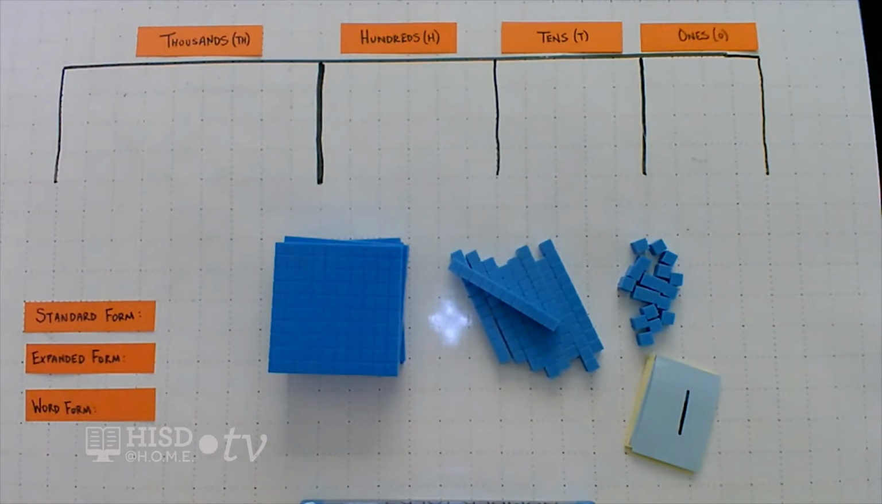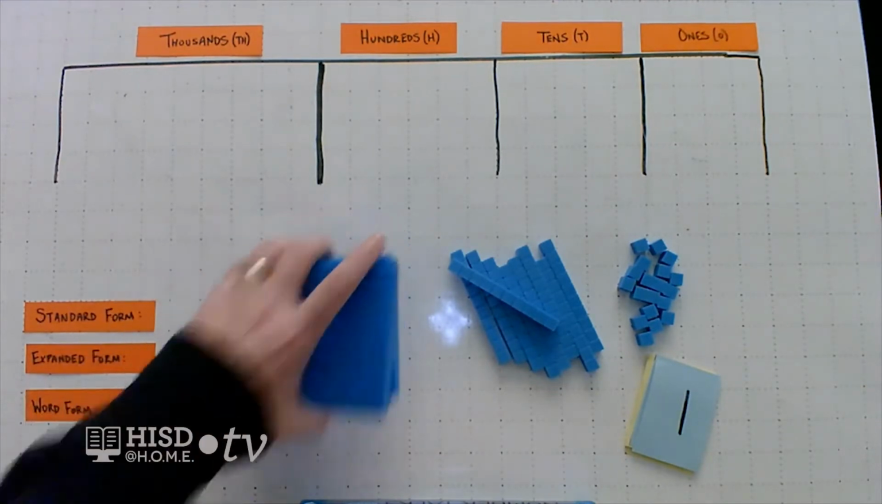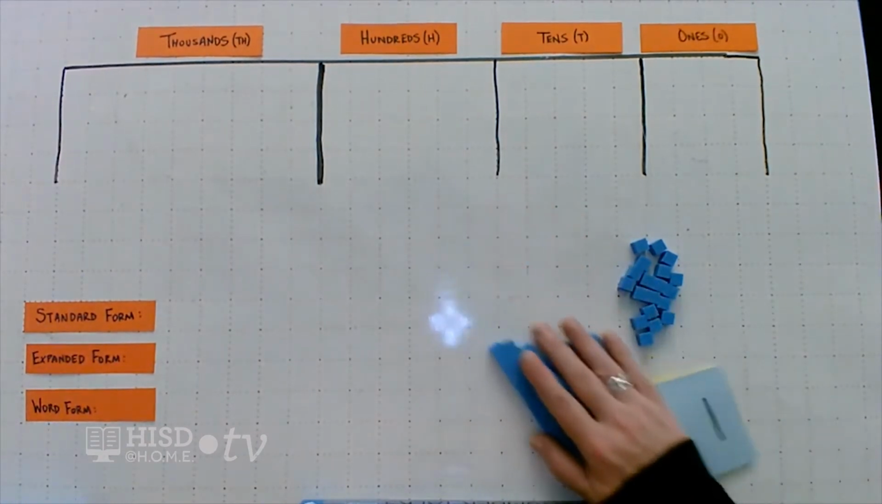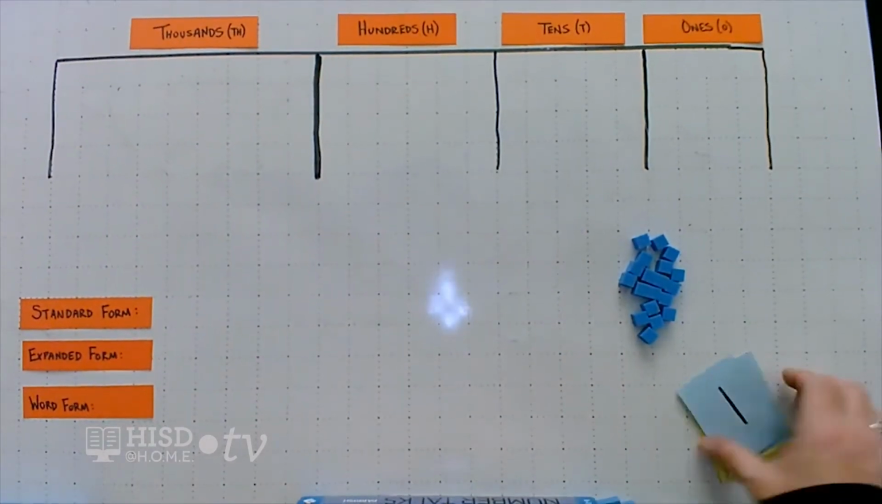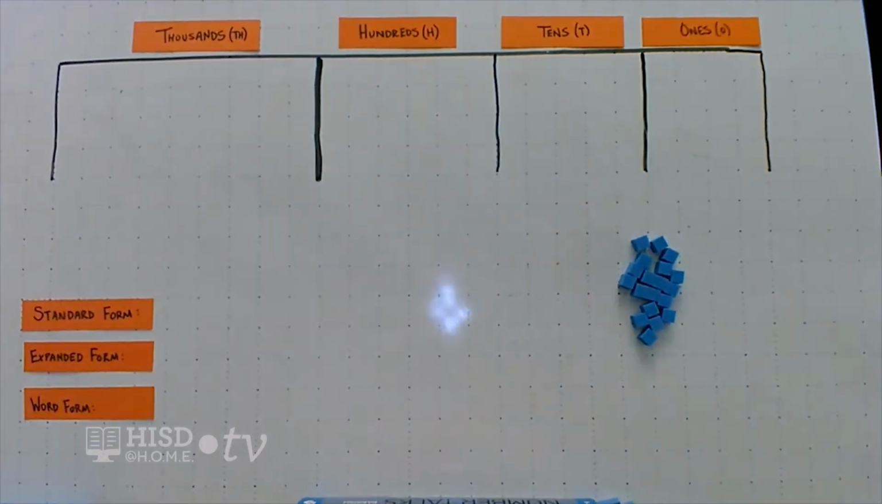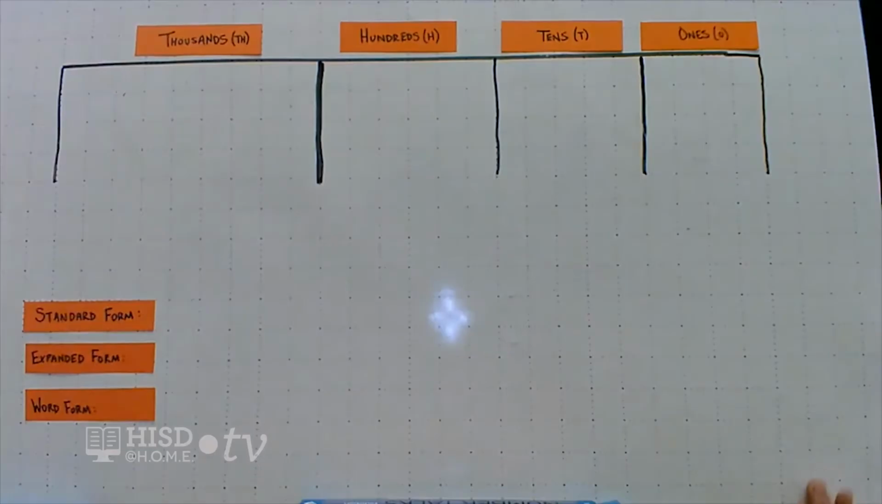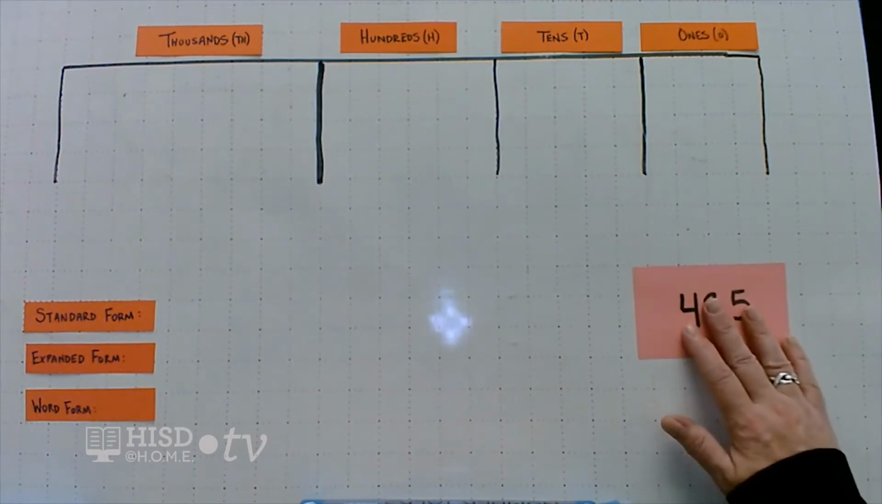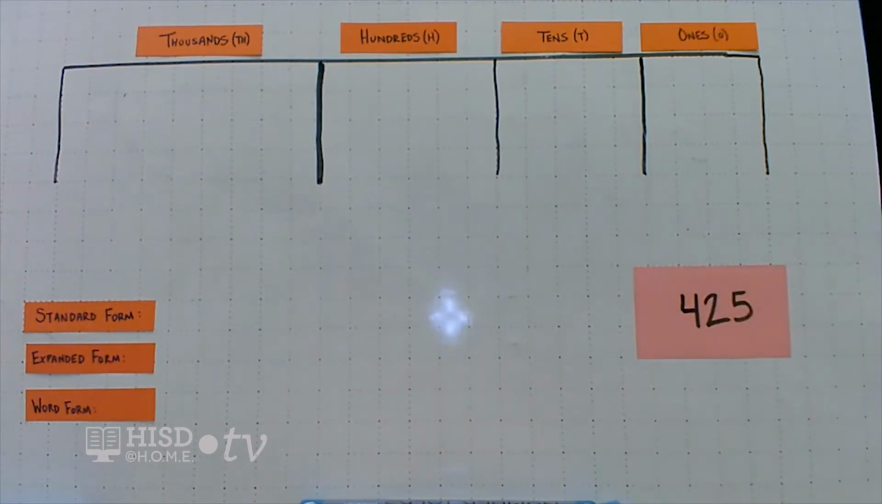For this part of our review, we also have a few other tools here. We have flats that represent 100. We have some longs that represent groups of 10. We have some digit cards that we'll be using today. And then we also have some units, which represents our ones. So let's start off by taking a look at a value. So we have the number 425 today.